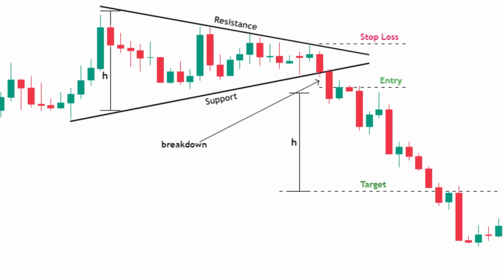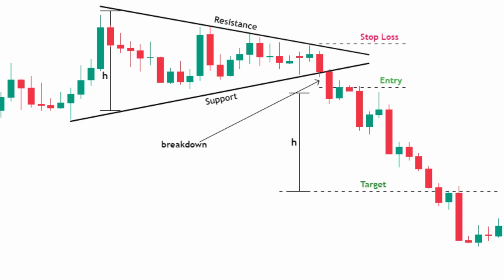Guys, now let's look at a real chart example of a downward breakout, or breakdown, in a symmetrical triangle pattern. On this chart, the upper resistance line and the lower support line of the pattern are drawn. Price moves between these two levels for a period of time, forming the symmetrical triangle structure. Then, price breaks below the support line, creating a downward breakdown. In this example, there is no pullback or retest. After the breakdown, price continues moving downward directly.